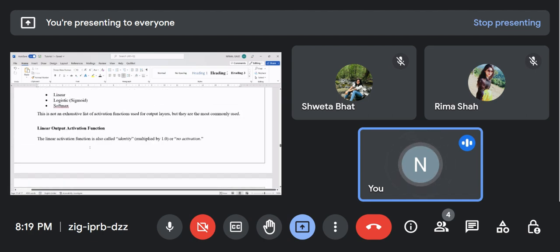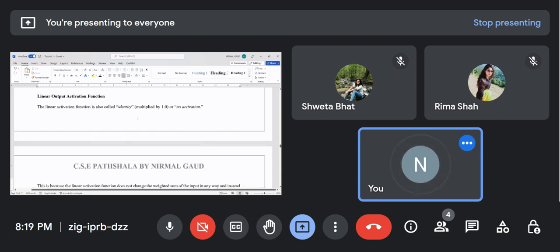What do you mean by identity? What kind of operation is this linear function going to perform here? Whatever we are getting from the hidden layer, we are just multiplying it by 1, and that's it. We are supplying it via the output layer. That will be the output. That is a linear output.